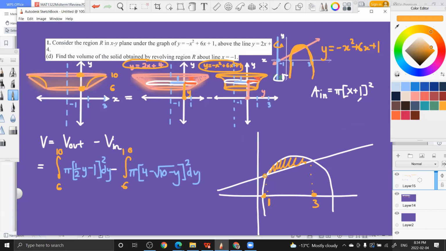So this point is 1 something. And what is this something? Well, you can just plug it into one of the equations. So let's do y is equal to 2x plus 4. Just put it in. So when x is 1, you get 6. So this is 6. When you put in the 3, you get 10. So that's how you get it.